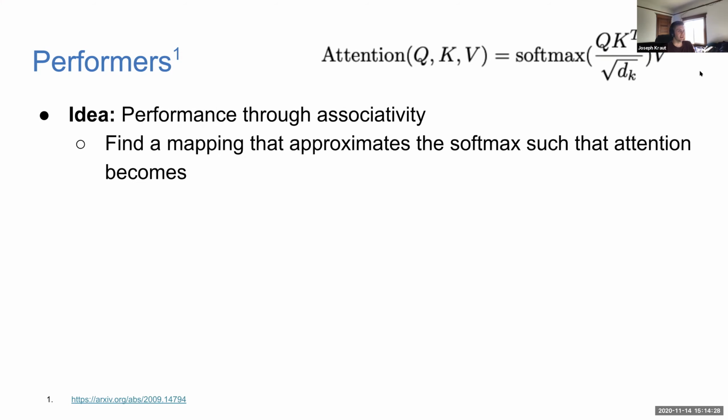We can't really do that, and the only real reason why we can't is because there's this softmax sitting outside of it. If that wasn't there, we could totally do this, and there wouldn't really be a computation problem. So we would like to find a mapping that approximates the softmax in the Q and the K, such that attention becomes Q prime, and then multiplied by, through associativity, K prime transpose V.